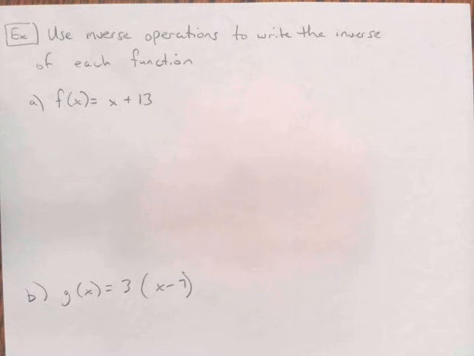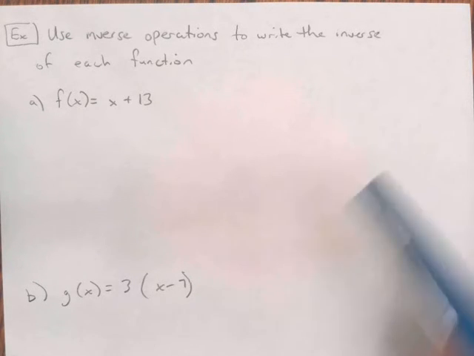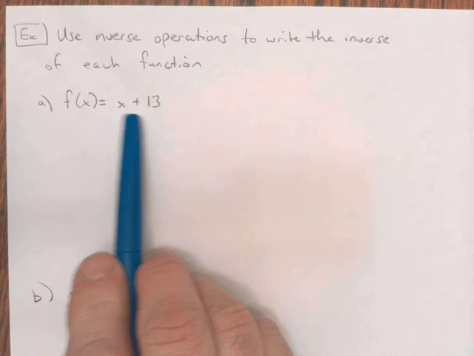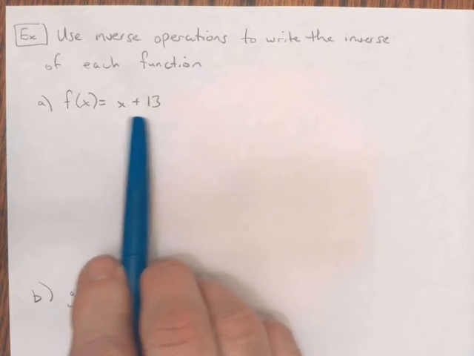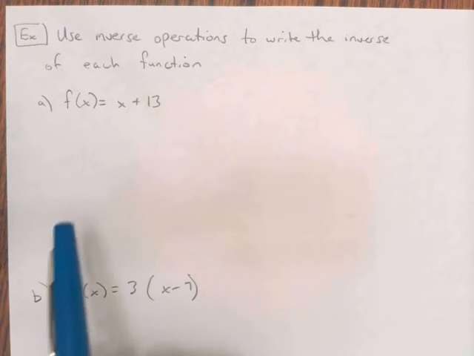For this example, we need to take a look at the function that's given and then use inverse operations to find the inverse of each function. The easiest way to do this is to take a look at the right side of our equal sign, look at the variable and see what operations are happening to the variable.